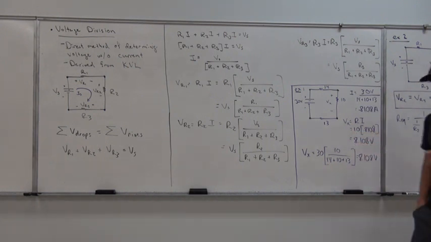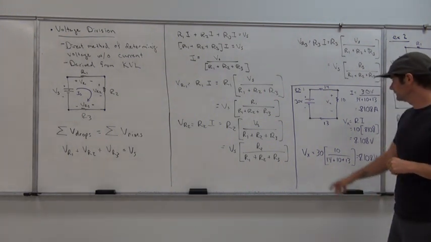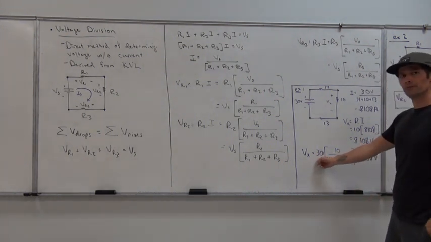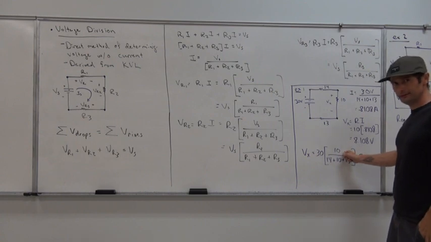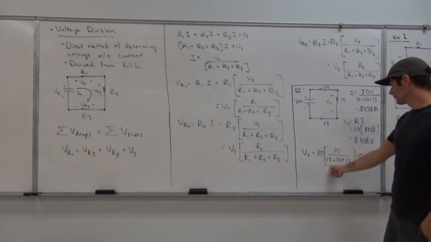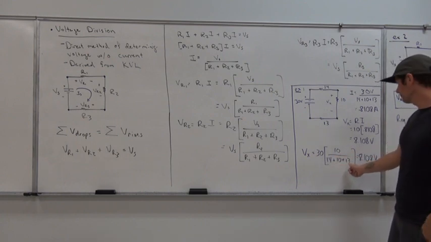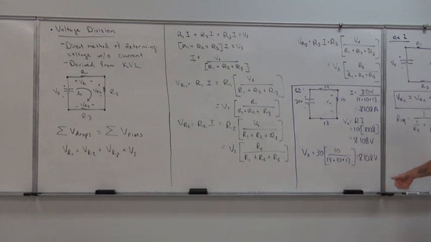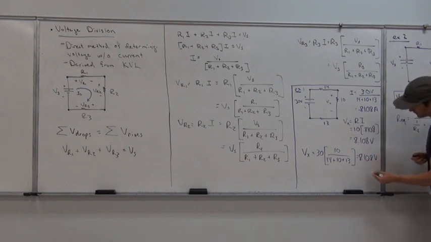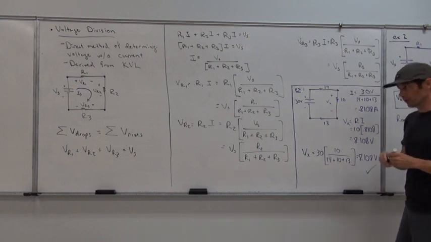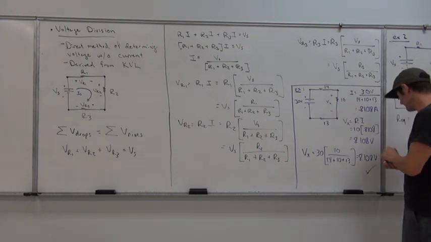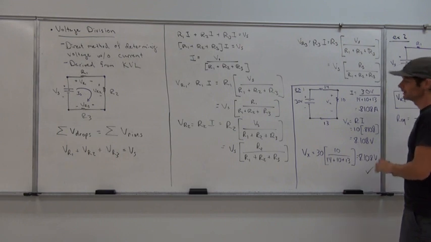Let's see if that works with voltage division. Vx is equal to 30 volts multiplied by 10, divided by 14 plus 10 plus 13 in the denominator, and this calculation gives us 8.108 volts. Sure enough, boom. Voltage division does work, and it works again for any number of elements in series.